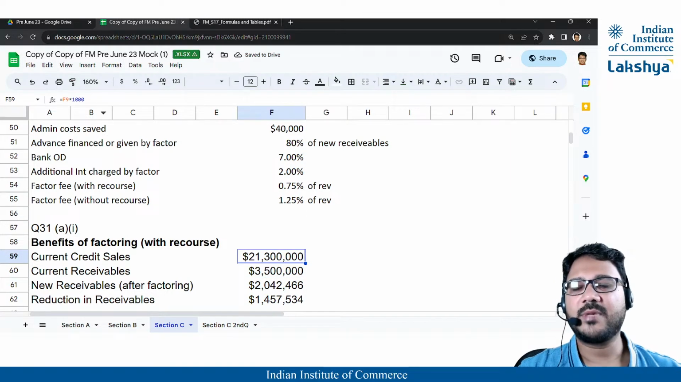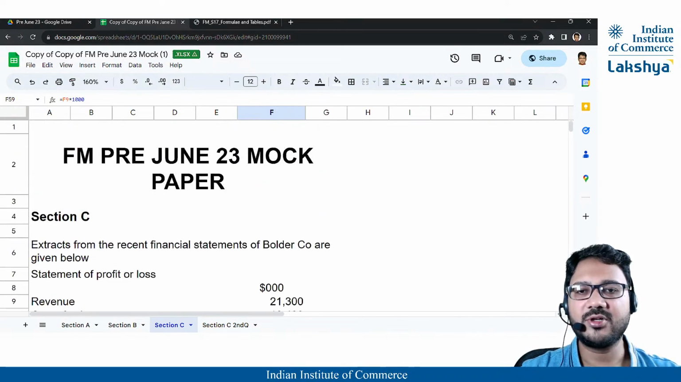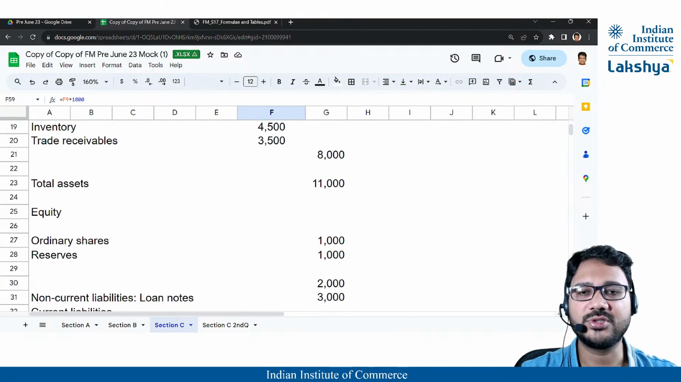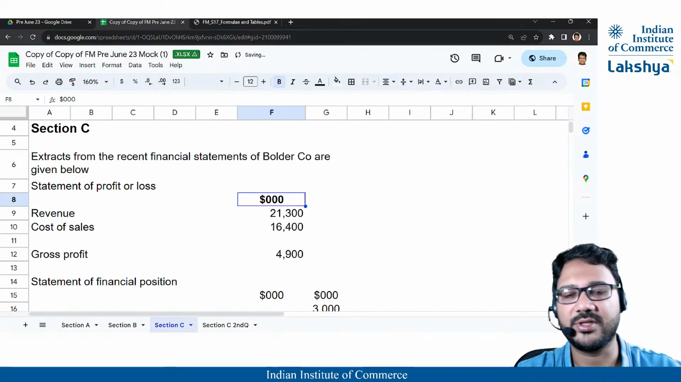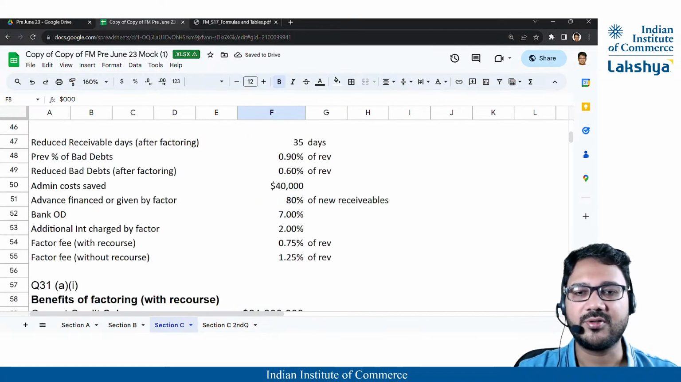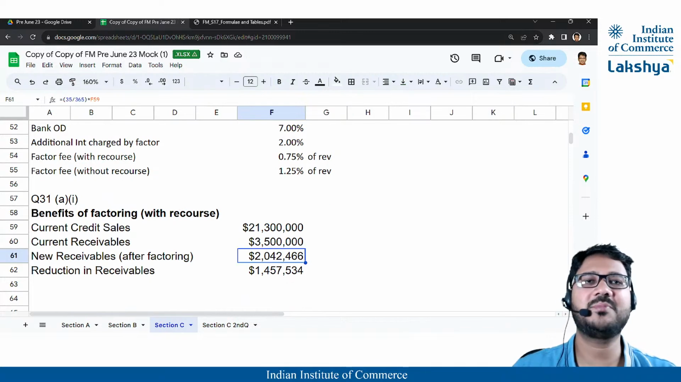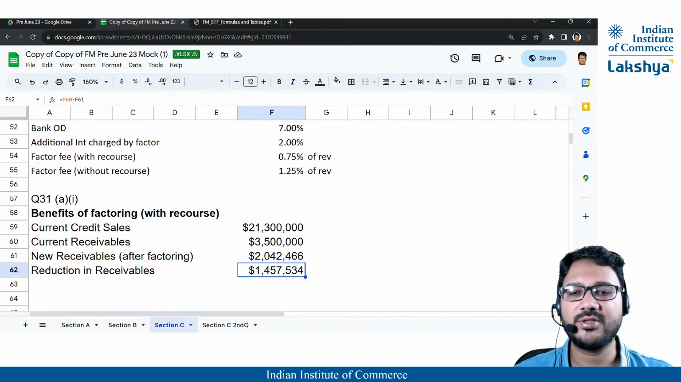For sales, I had multiplied it by 100 only, not 1000. It's actually a $21 million sales. Okay, it's 21,300 into 1000, because these are all in $1,000. I did a multiplication of 100. Okay, that's what I was wondering, that's a huge drop. So there should be some presence of mind to understand that it can't be so huge. Okay, so yeah, reduction in the receivables is this much.